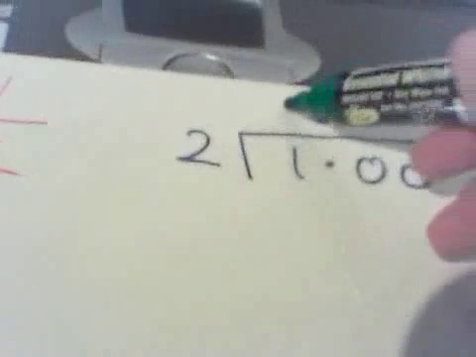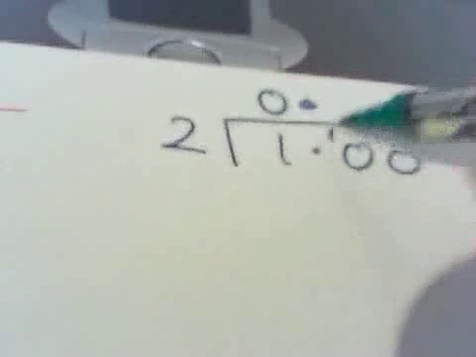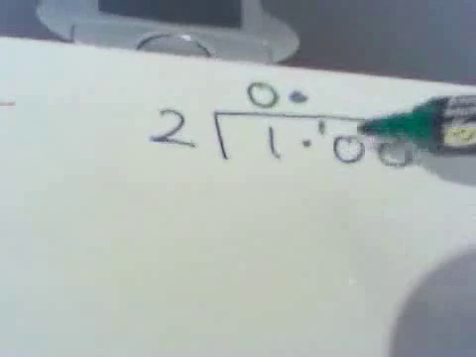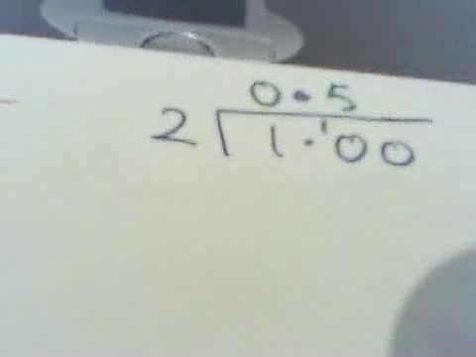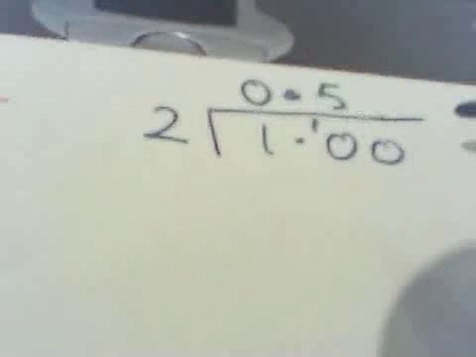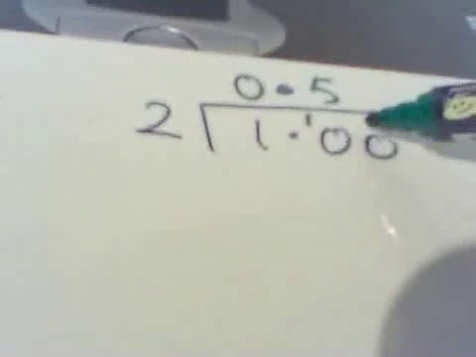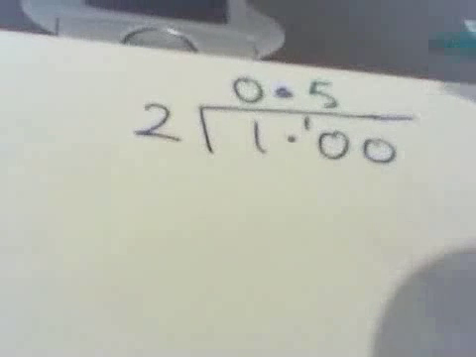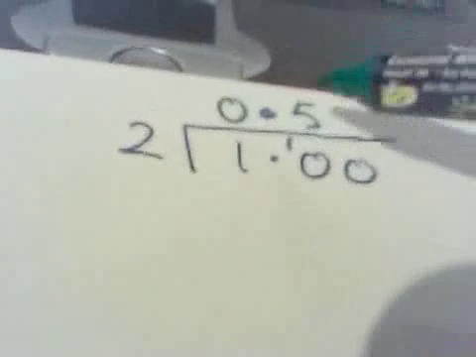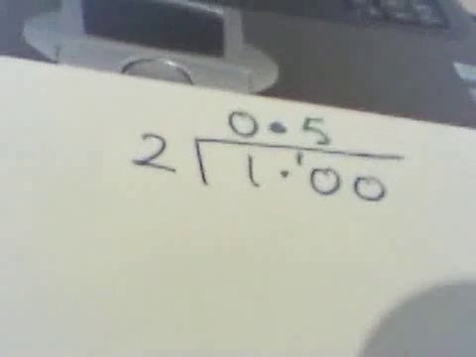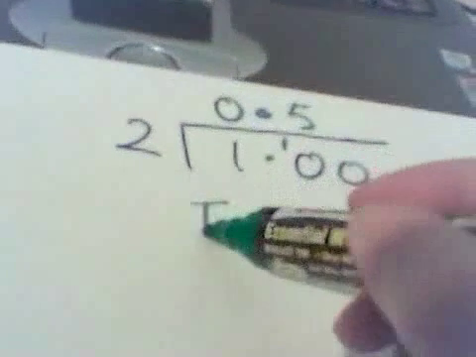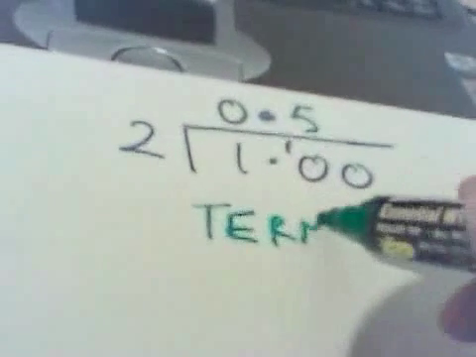Well, that's none. We've still got the 1 left over, so I'm going to carry that. 2's into 10 go 5. Anything left over? No. So at that point, because we've got nothing left to carry, we don't need to continue. Everything's worked out nicely. This has stopped, it's ended. And so we call it a terminating decimal.